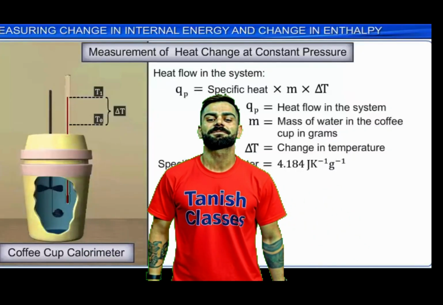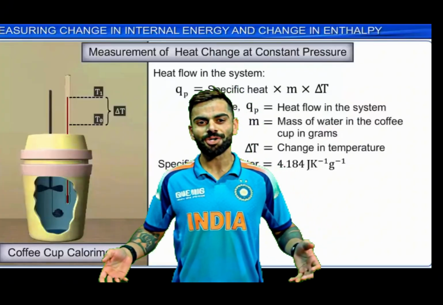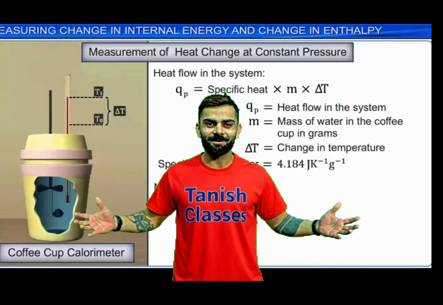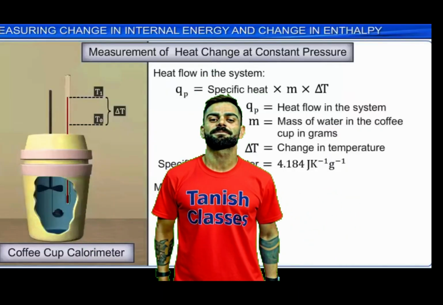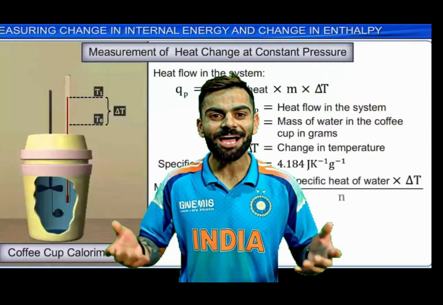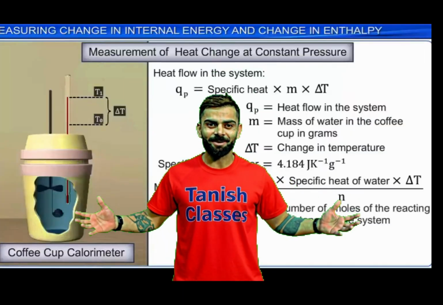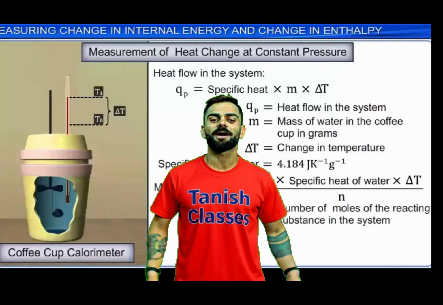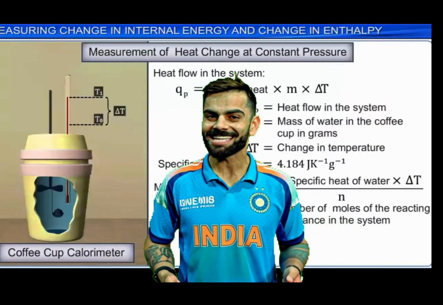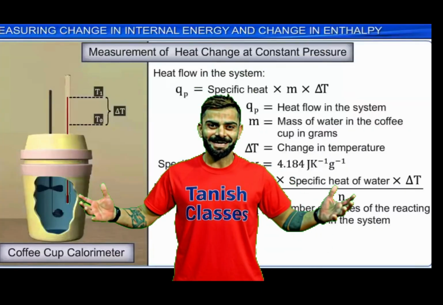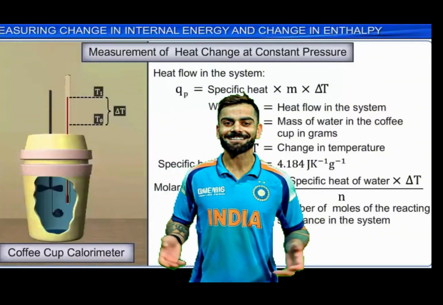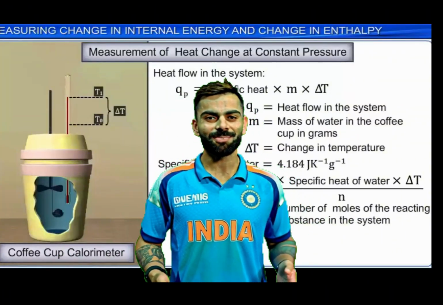Therefore, the formula for calculating molar enthalpy delta H of a substance is delta H is equal to m multiplied by specific heat of water multiplied by delta T divided by n, where n is the number of moles of the reacting substance in the system. It is important to note that when heat is absorbed or evolved by the system at constant pressure, we are actually measuring changes in the enthalpy. Therefore, delta H is equal to Qp.